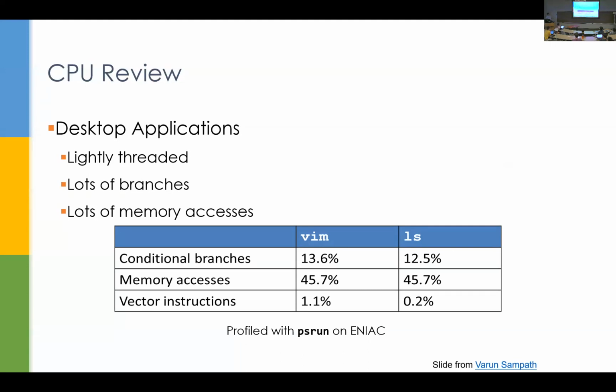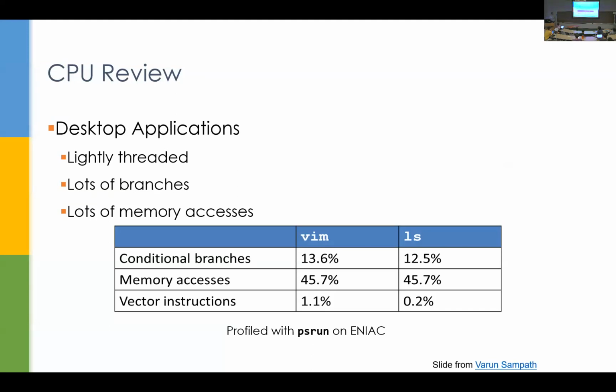What they have is they're generally single-threaded. They have lots of branches because they have to determine what you're doing with every click. And they have lots of memory access, cache, RAM, etc. So just comparing how much performance is needed for these applications, you're in conditional branches, if, else, while loops, for loops, all of those things, about 12 to 13%. You're accessing memory almost half the time.